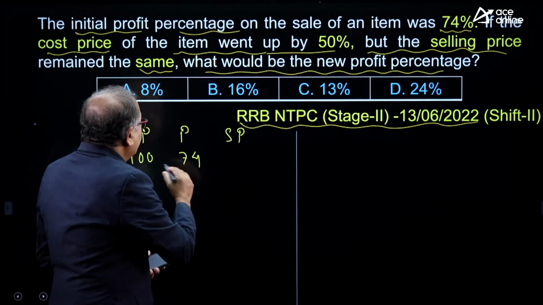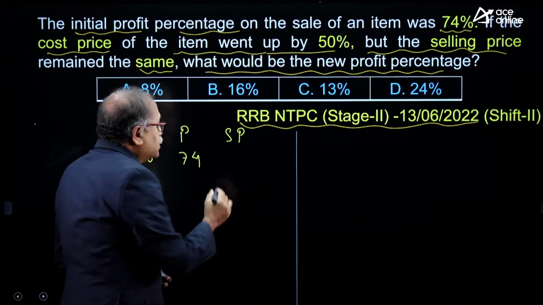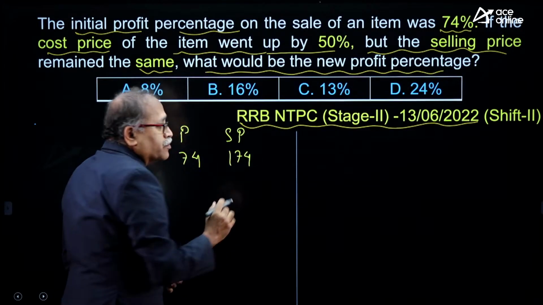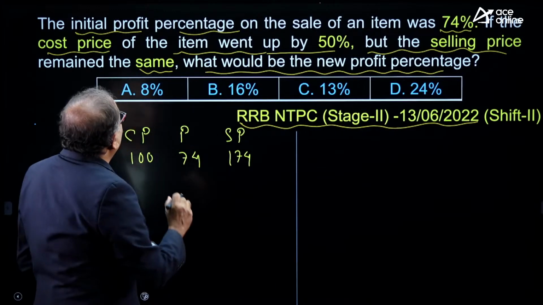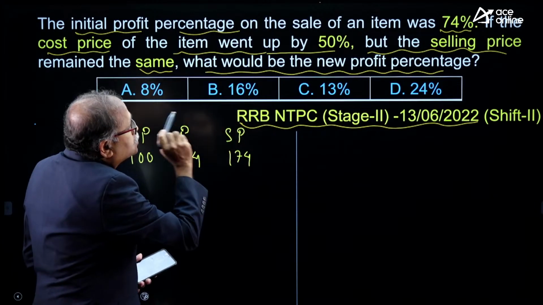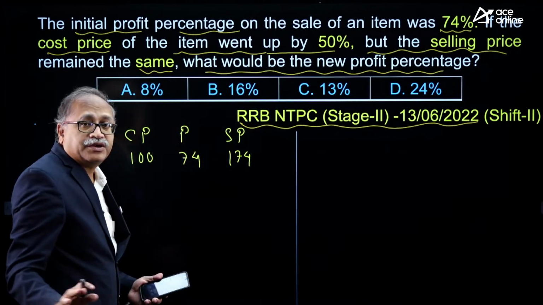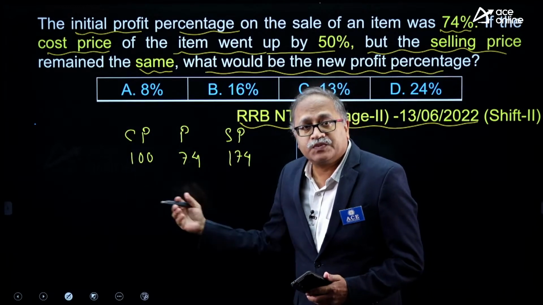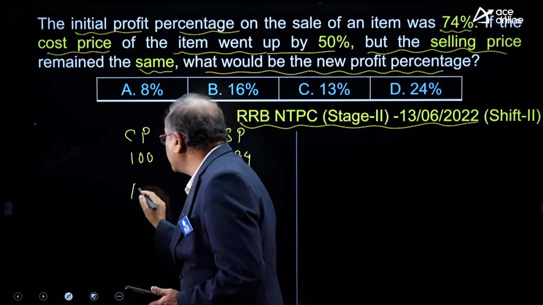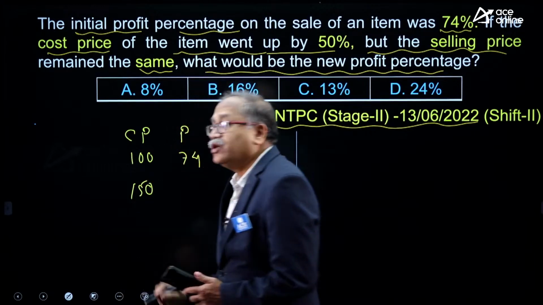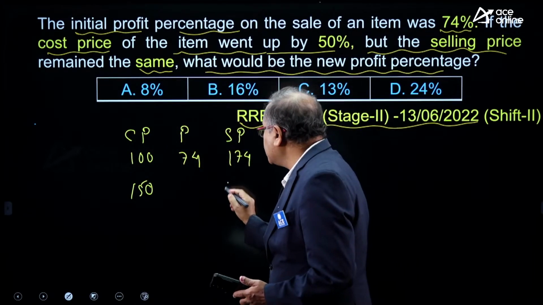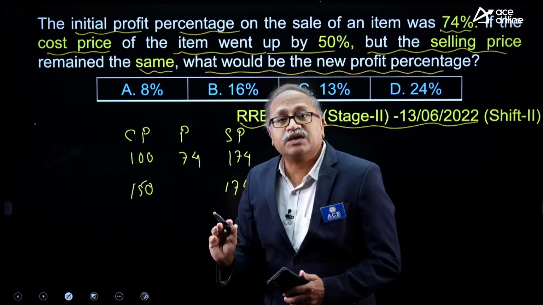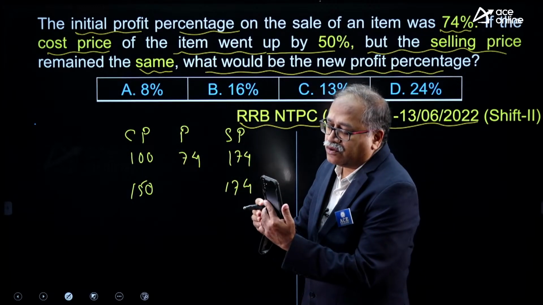Okay. And after that, what happens? The selling price will be 174. That's it. And it is said that the cost price is increased by 50%. So what will be my cost price? From 100, it becomes 150. So take 150 over here. And the selling price is the same, 174. That's what it is said. Selling price remains same. Anyone answer the question?